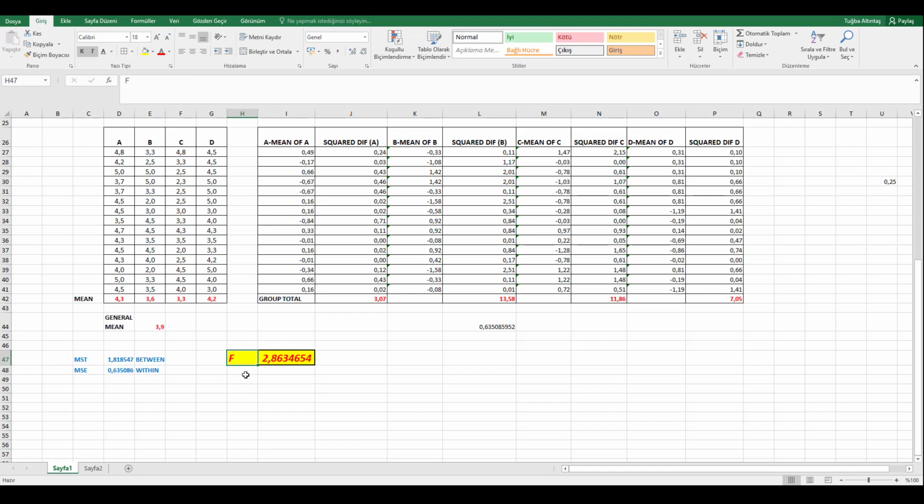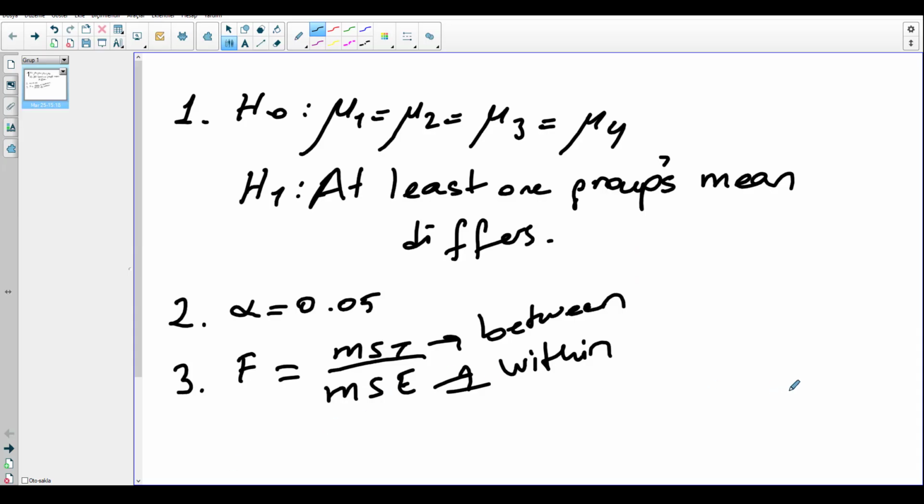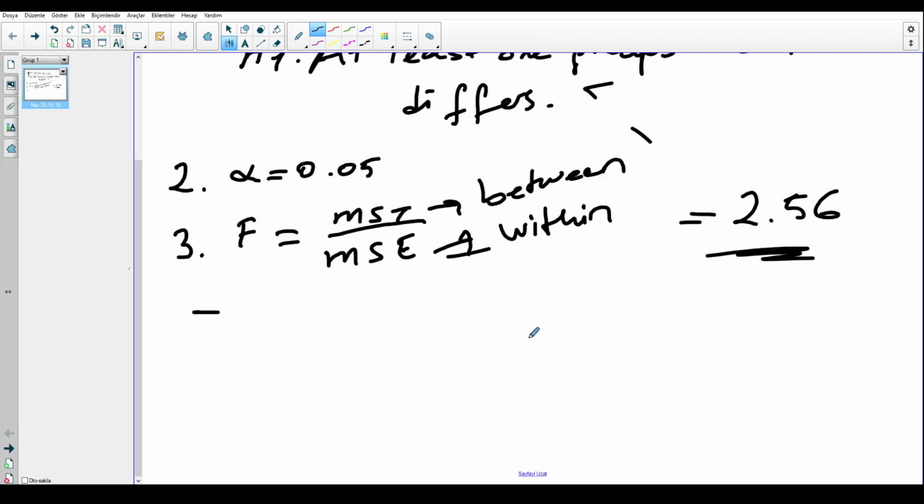And then we have the F statistic, and this is a ratio. You divide MST by MSE. At the end, you find the F value, the F statistic, as 2.86. Now, we calculated this sample statistic by using our sample data. Now, I write my F statistic, 2.86. This is the calculated F.